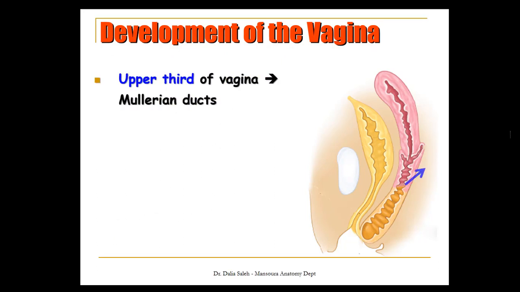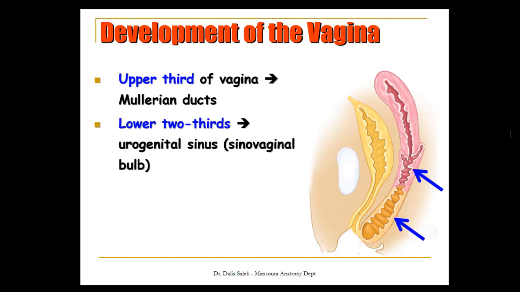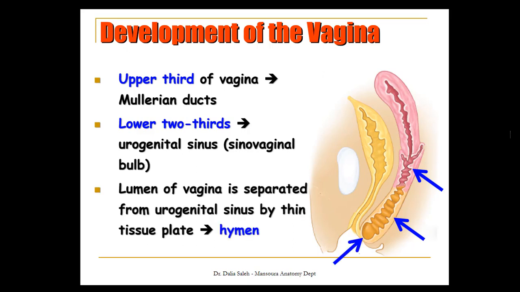So the vagina, its upper third, develops like the rest of the female genital tract from the paramesonephric ducts or the Mullerian ducts, while its lower two thirds arise from the urogenital sinus or the sinovaginal bulb. The lumen of the vagina, after it becomes canalized, will be separated from the rest of the urogenital sinus by a thin plate of tissue. It's called the hymen. Now, what about the anomalies of the genital system in the female?